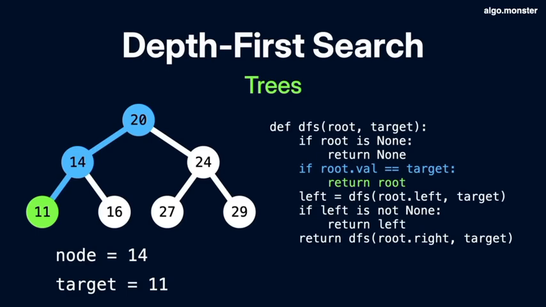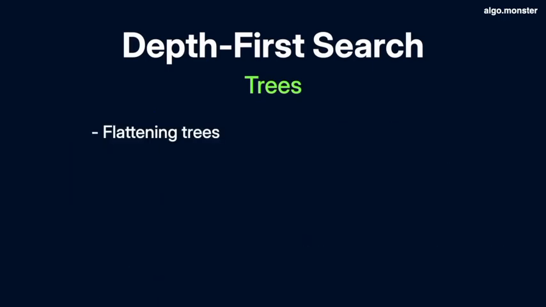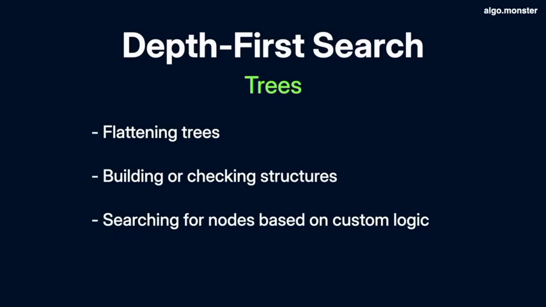The recursive call stack handles everything. It keeps track of where we are and automatically returns us to the previous node after exploring each path. And because trees don't have cycles, we don't need a visited set. DFS is what you'll use in many recursive tree problems, such as flattening trees, building or checking structures, searching for nodes based on custom logic. The structure is simple and surprisingly powerful.